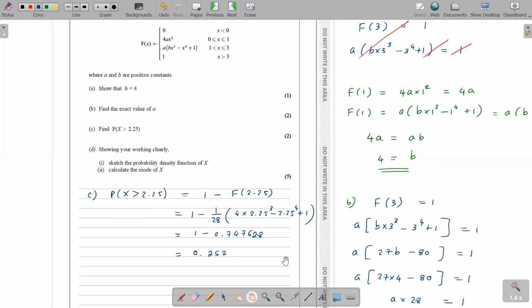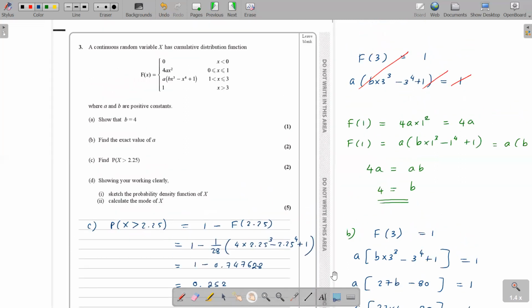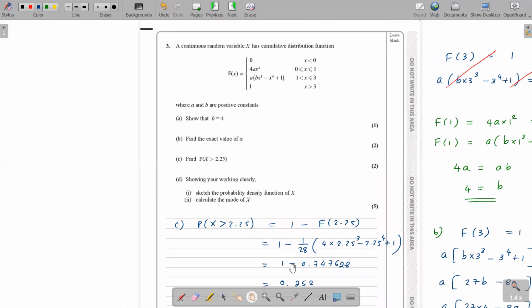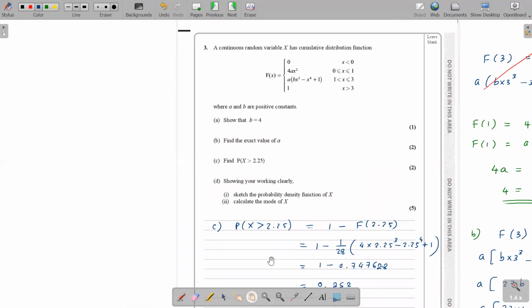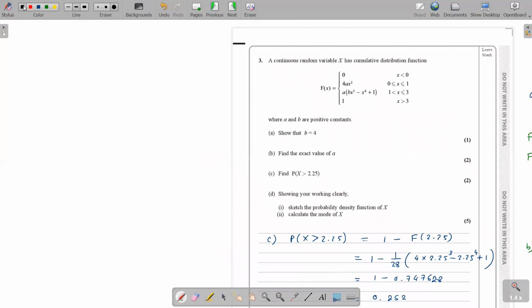Then part D, showing your working clearly. Sketch the probability density function of x. Okay, so to get the PDF, how do we get the PDF? You have to convert capital Fx to simple fx. Differentiation. d by dx of capital Fx gives you the simple fx. Shall we differentiate? Can you all differentiate?